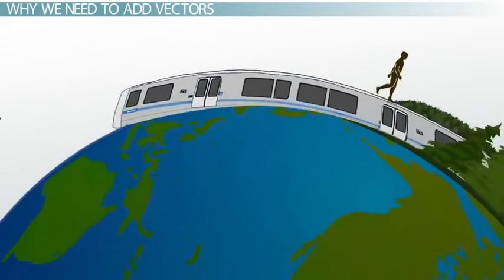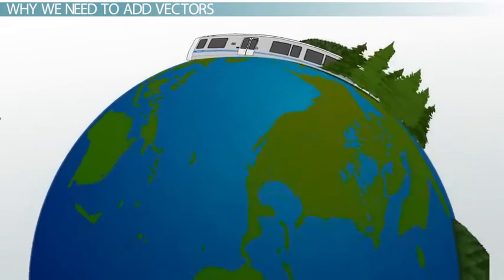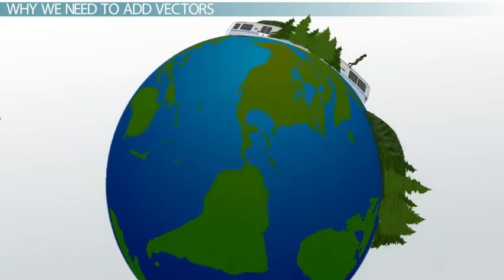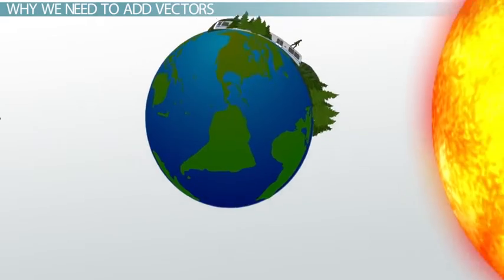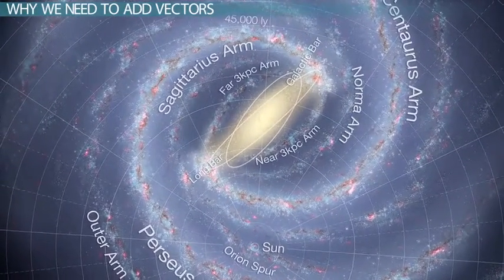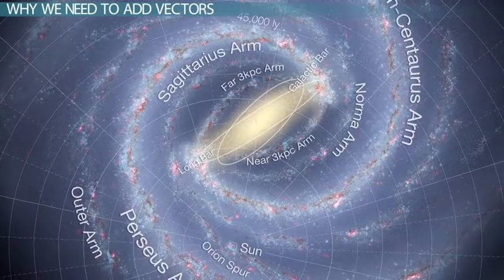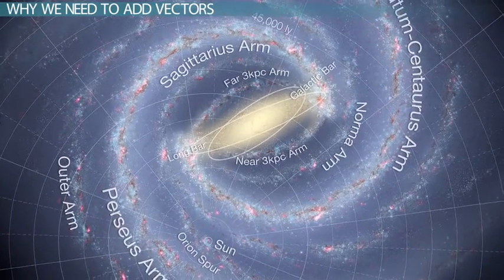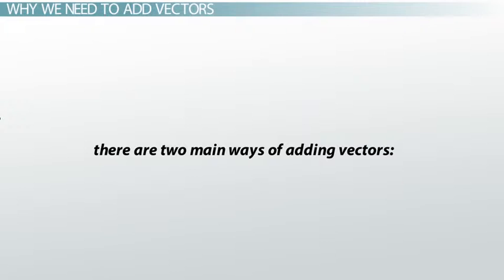A similar thing can happen with other kinds of vectors. If you're walking on a moving train, while the Earth itself is moving around the Sun, and the Sun is orbiting around the center of our galaxy, your body has a lot of different velocity vectors. If you wanted to know your total velocity, you would have to add those up.